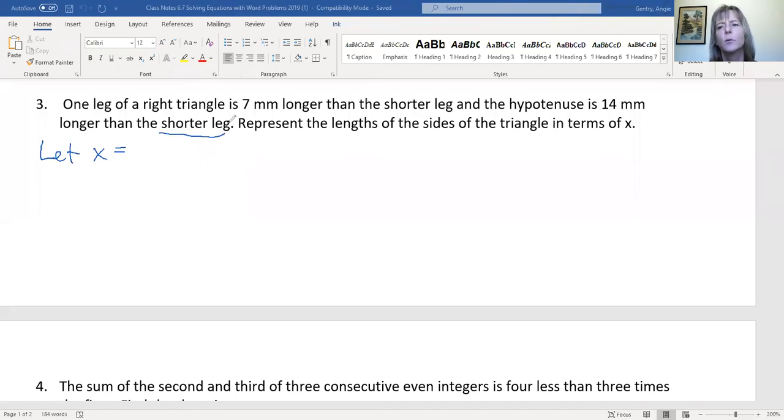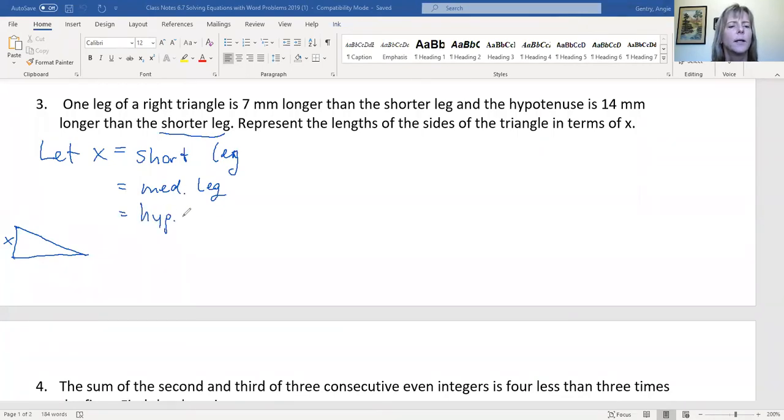I know x is going to be a leg, so people say, let x be a leg. Okay, good. But we have 3 legs, so we need to be more specific. So let x be the short leg. And then let's maybe draw a little sketch of a triangle. It says a right triangle, so why don't we draw a little sketch? And let x be this guy. And then we have a hypotenuse, which is the longest, and then we have the medium leg down here. So let's call it medium leg. The wording on these sometimes can be a little bit confusing. A hypotenuse is always the longest side, right?